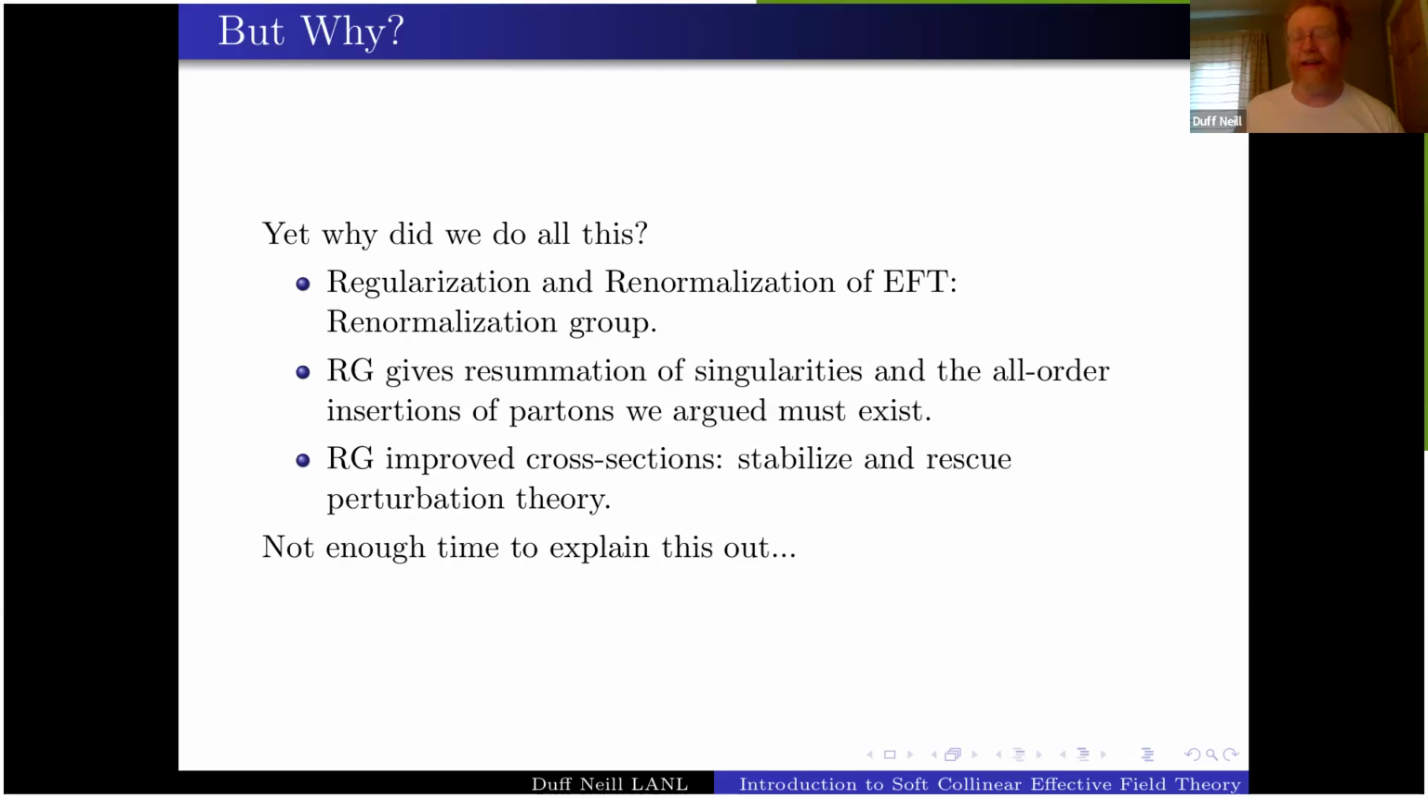Unfortunately, I will not have enough time to explain how to do all of these things. But ultimately, from a calculational point of view, this is why I would want to construct this effective theory: in order to rescue perturbation theory in these singular limits, to describe cross-sections in a controlled way and compare with experiment. I have no idea how I'm doing on time, but I think I'm going to end there. If there are any questions, I'm happy to try to answer them.